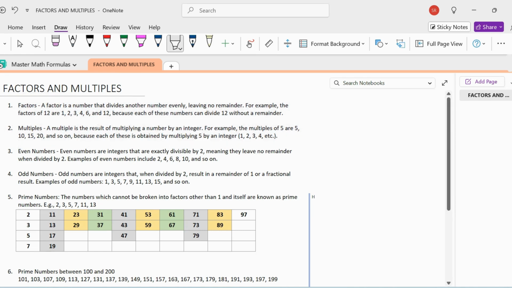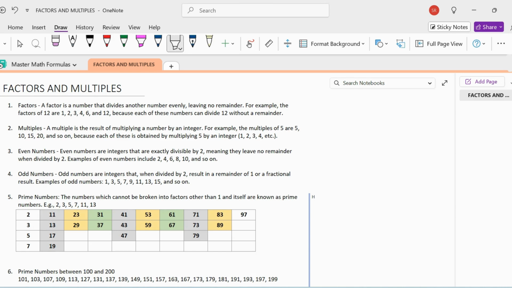Next, we have even numbers. What are even numbers? Even numbers are integers that are exactly divisible by 2. Now that you know the divisibility rule, when you divide the number by 2, leaving no remainder, then the number is an even number. For example, the numbers include 2, 4, 6, 8, 10 and so on.